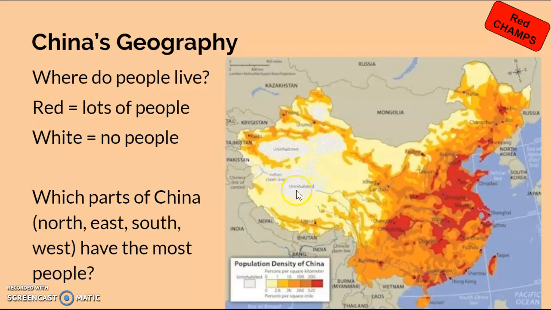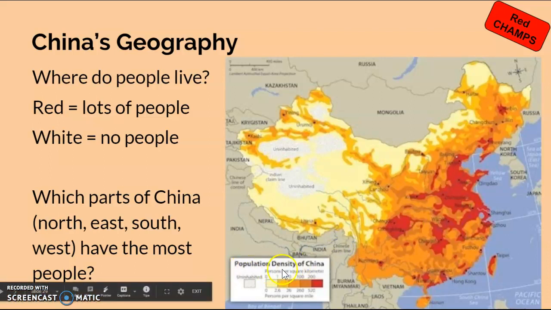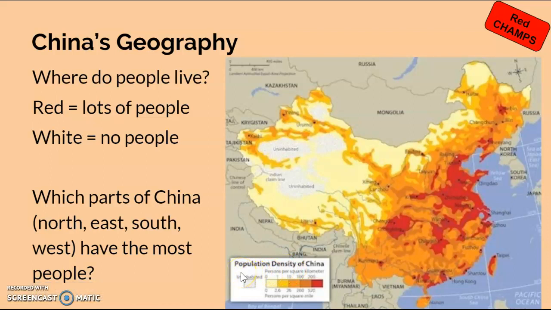The white areas, there are no people who live there because these are deserts. The red areas are places where a lot of people live. If you look at the legend on the map, you have a population density map. And so we're going to use the concept of population density to talk about three vocabulary words. First of all, population density, and then rural and urban.